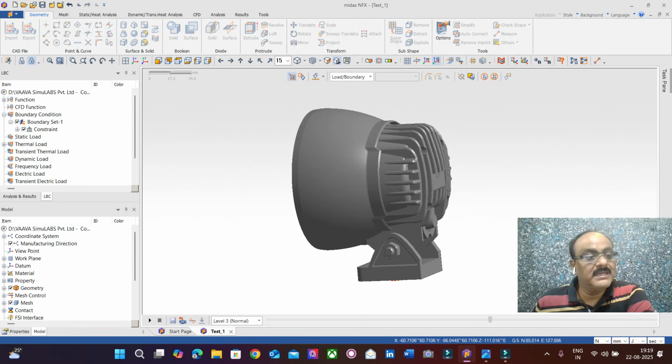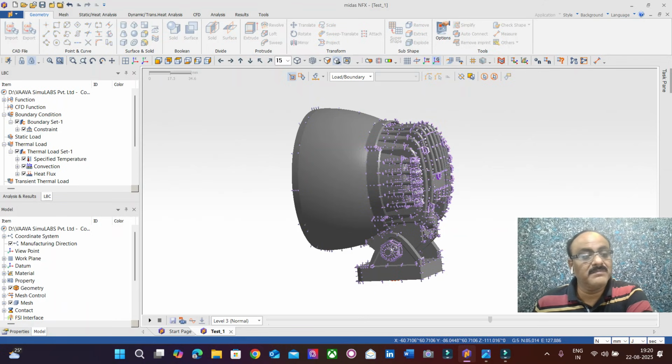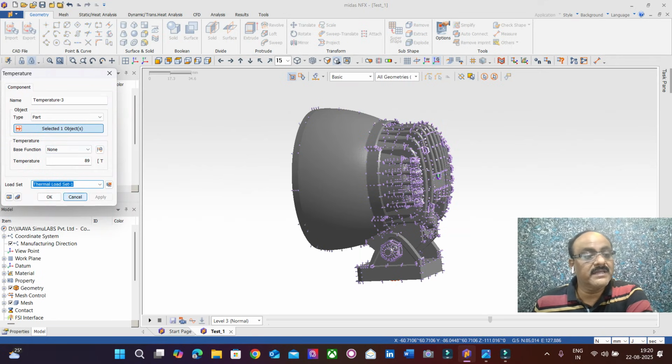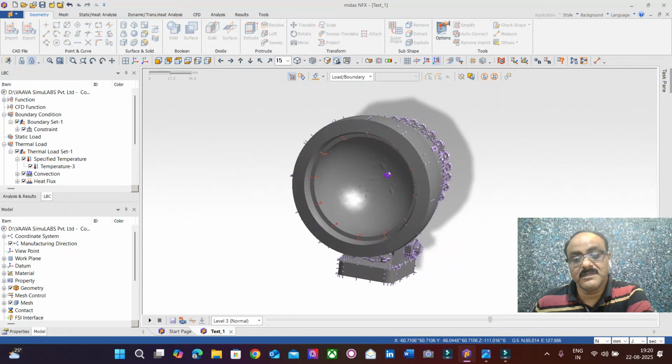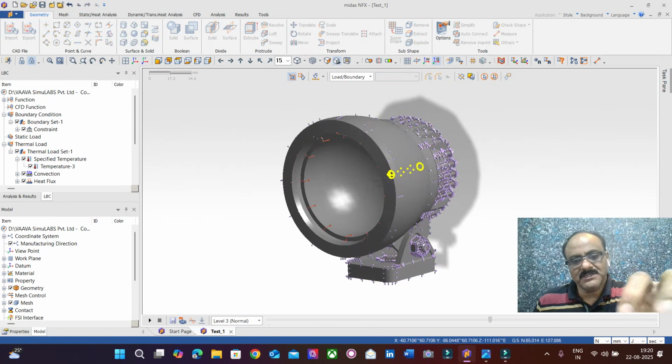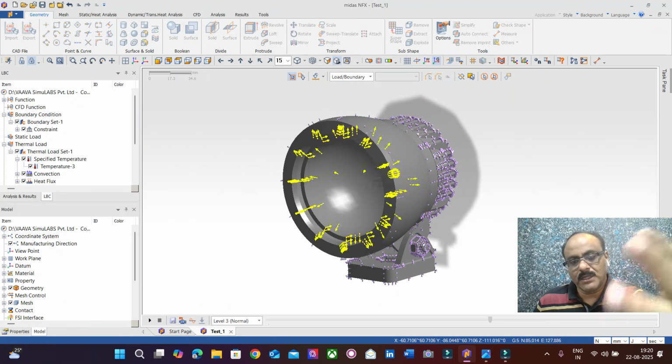So now let's see the thermal loadings. In the thermal loading, we are going to define what the temperature is going to be. We are giving it as 89 degrees Celsius. So let us assume that the temperature of the source, the bulb, is going to be about 89 degrees, and that 89 degrees is applied as the heat source, and based on that we are going to find out the temperatures of the surrounding systems.